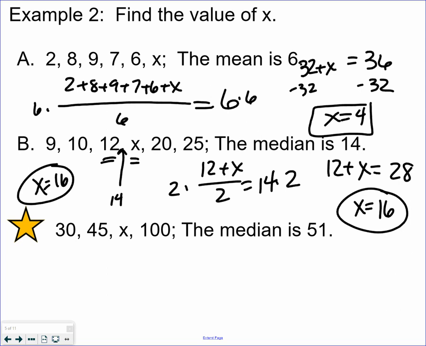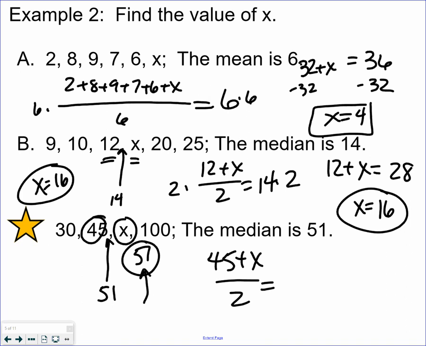So now think about this last one here, and it's a starred question, so I would like you to pause and see if you can get it without me. And now I'm back. So again, 45 is one number, and the other number is x. How could I get a median of 51? Well, this number then would have to be 57, because again, that's the number to create 51 and being in the middle. Mathematically speaking, you're taking 45 plus x divided by 2, and that's equaling 51. 102, subtract 45, and x would equal 57.